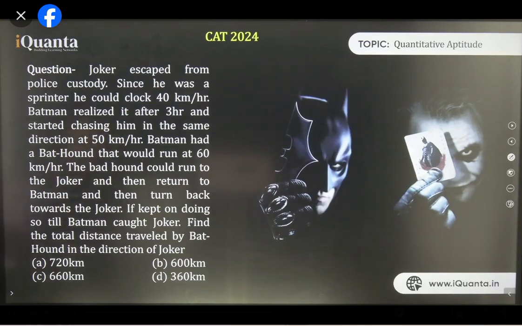This is a great question, Batman and Joker. Batman realized it after 3 hours and started chasing him in the same direction at 50 kilometers per hour. Batman had a bat hound that would run at 60 kilometers per hour. The bat hound could run to the Joker and then return to Batman and then turn back towards Joker. It kept on doing so till Batman caught Joker. Find the total distance traveled by bat hound in the direction of Joker.